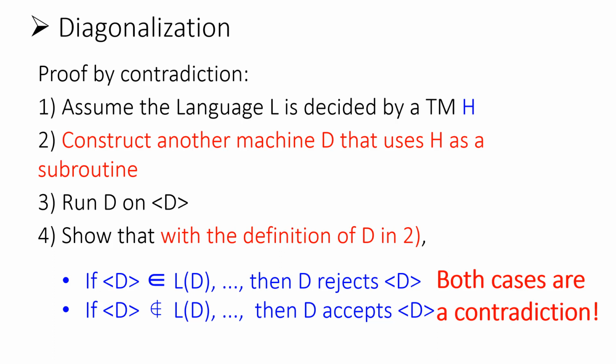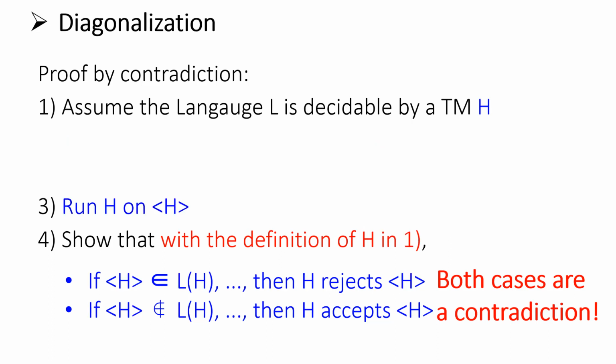So whether the encoding of D is in L_D or is not in L_D, D cannot work properly to decide it. So our assumption in the first step must be false, and L should be undecidable. In some cases, you don't even need to construct another machine to achieve a contradiction. You can use H on the encoding of it directly. With the definition of H and some intermediate reasoning, we show that H accepts its encoding when it should reject, and it rejects its encoding when it should accept.